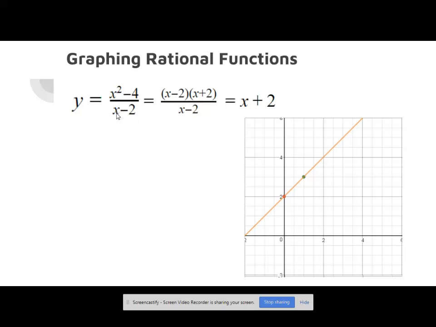X could not be 2. 2 minus 2 would be 0. If x was 2, we'd be dividing by 0. Black holes would happen. Life would disappear. I don't know, bad things would happen.